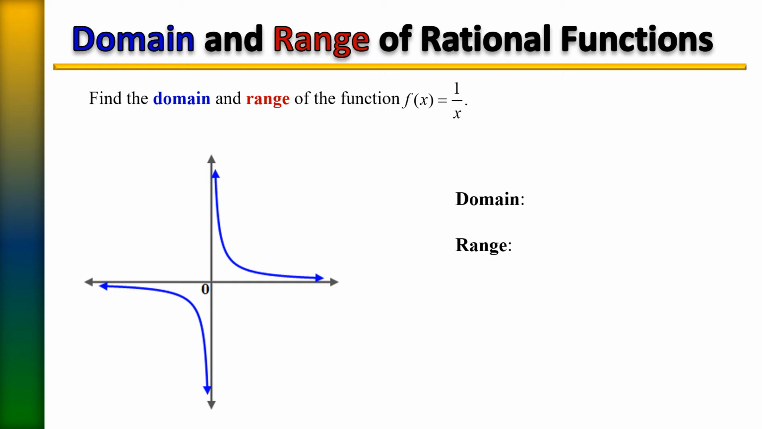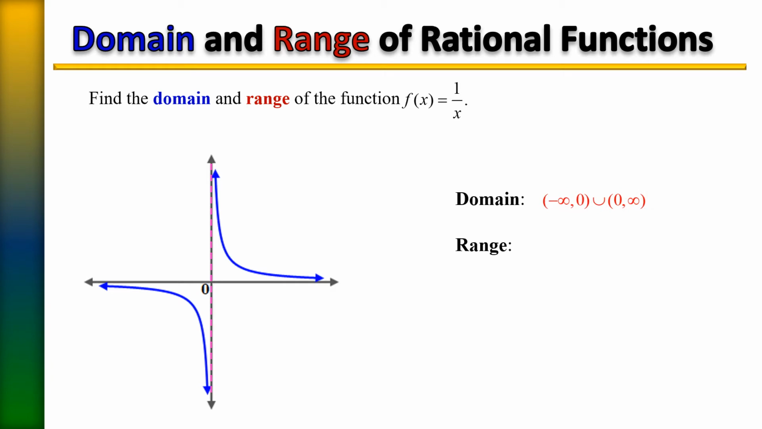And so what you're going to see is for the domain, x equals 0, you're going to have an asymptote there because 0 is not part of the domain of this function. It is all real numbers except 0. So to write that in interval notation is going to be like so.